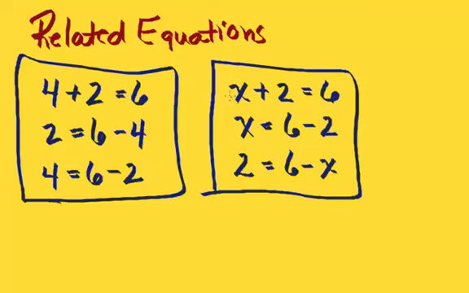And so if you look at this second box, we have x plus 2 is equal to 6. If we subtract 2 from both sides, we end up with x is equal to 6 minus 2. Let's look at this a little closer.